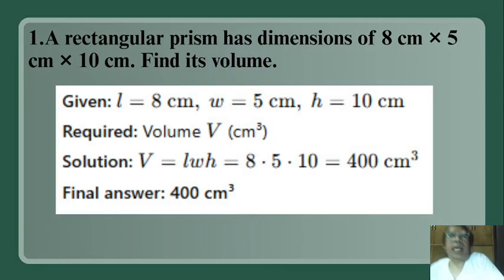Problem number 1. A rectangular prism has dimensions of 8 cm by 5 cm by 10 cm. Find its volume. So we're given L is 8 cm, W is 5 cm, H is 10 cm. Required: volume. The formula we are going to use is length times width times height. Substituting the given data, the final answer is 400 cm³.